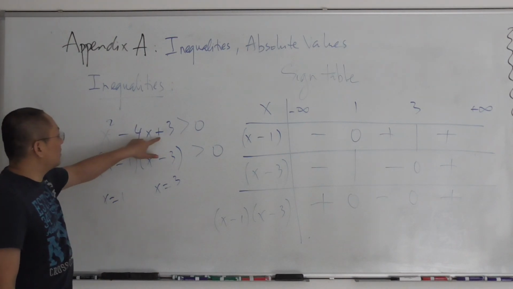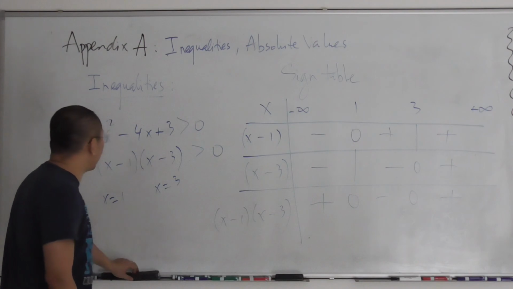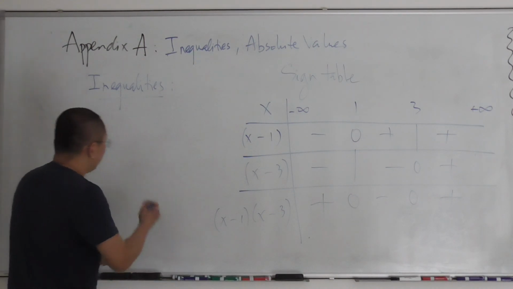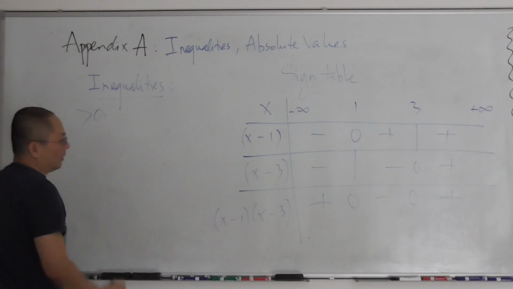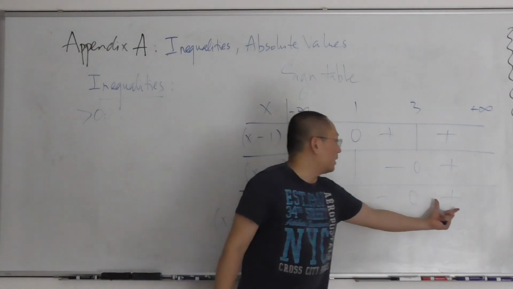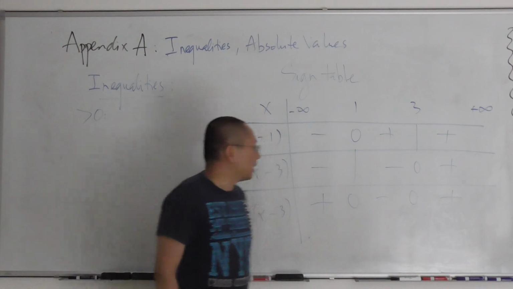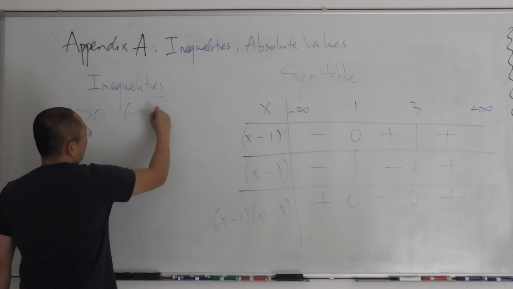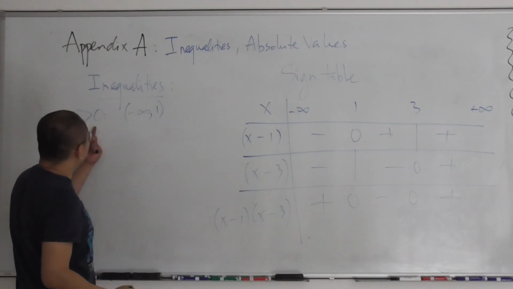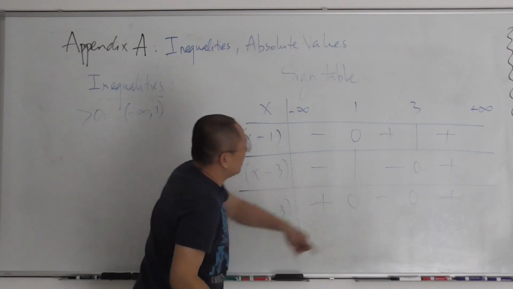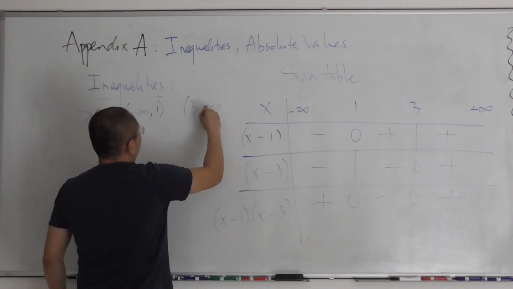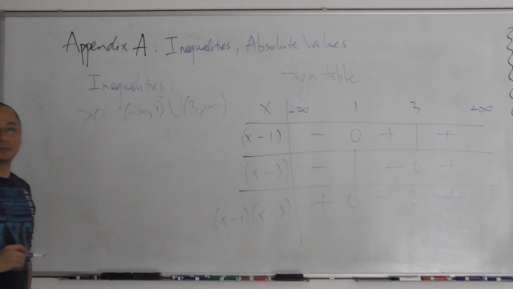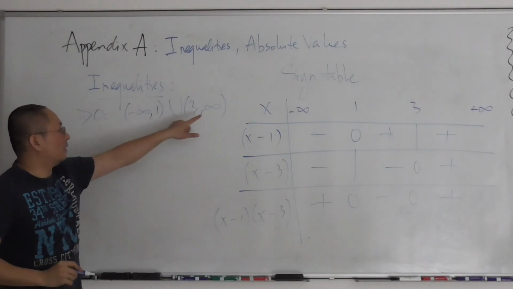X squared minus 4x plus 3 to be positive, greater than 0. Okay, so let me erase this. Have some room to write. For the greater than 0 part, we're looking for the interval, the part where the product is positive. I got what? From negative infinity to 1, strictly positive, yes? And then what? 3 to infinity, okay? We're going to combine those two using union. Either x in this or x in that.